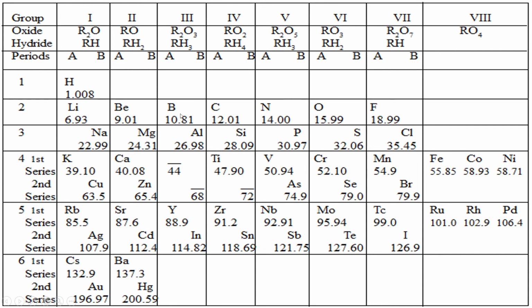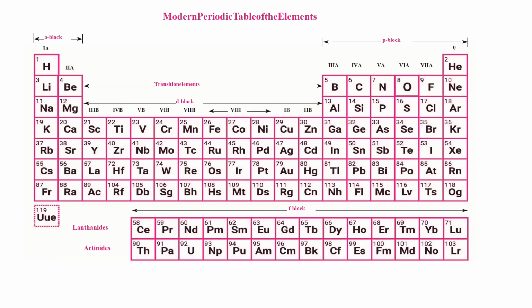In this way, elements are arranged in periods. And elements are arranged in groups. Look at group number 1, 2, 3, 4, 5, 6, 7, 8. A group is a vertical column of the periodic table. The elements are divided into groups and periods. But in the modern periodic table, elements are not only divided into groups, vertical columns, and periods, horizontal rows. They are divided into four distinct blocks.